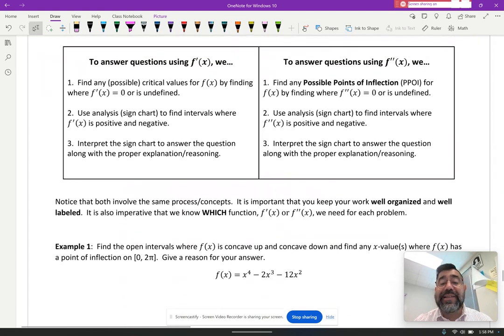If you look at the next page, that's exactly what we see on this side. To answer questions using the second derivative, we have to find the possible points of inflection, and we do that by setting the second derivative equal to 0 or finding out where it's undefined. We're going to build a sign chart to find intervals where the second derivative is positive, meaning the original function is concave up, and where the second derivative is negative, meaning the original function is concave down. Then we're going to interpret the sign chart to see what's going on and possibly find those points of inflection. So it's a very similar process. However, we're dealing with the second derivative. It's very important that we label our sign chart so that we know what we're looking at, and always read the question to make sure you're answering the question they're asking.